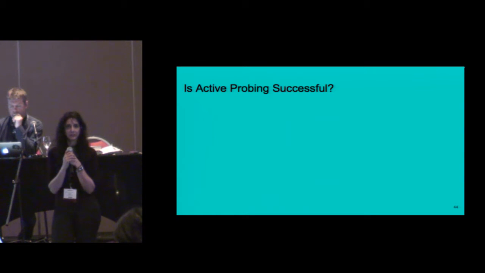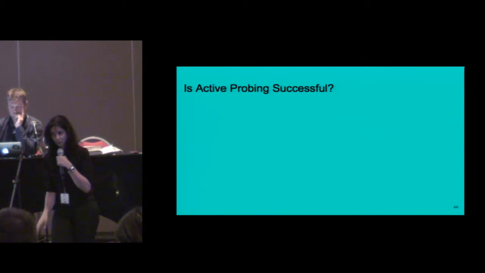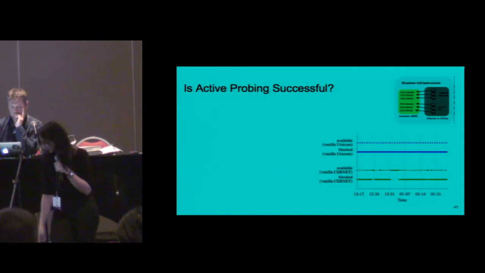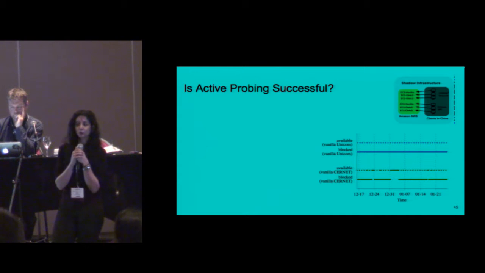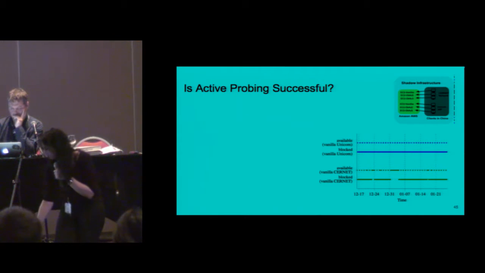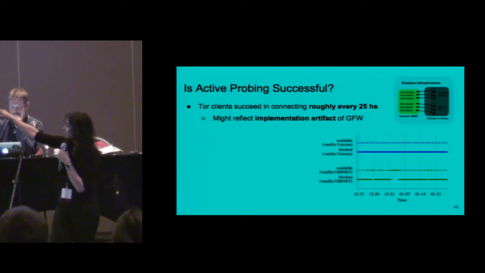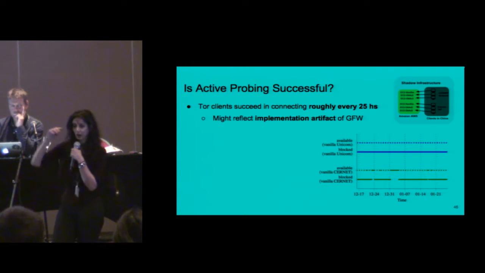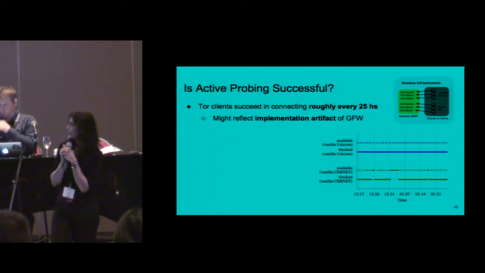How successful is active probing? We ran 3-month measurements from our clients in China to our Tor bridges to see what the reachability looked like. First, for vanilla Tor, which is very easy to fingerprint, we found that it's almost always blocked. But we found something more interesting, and that is those dots that you see. Basically, roughly every 25 hours, our client in China could establish a Tor handshake to our bridges.